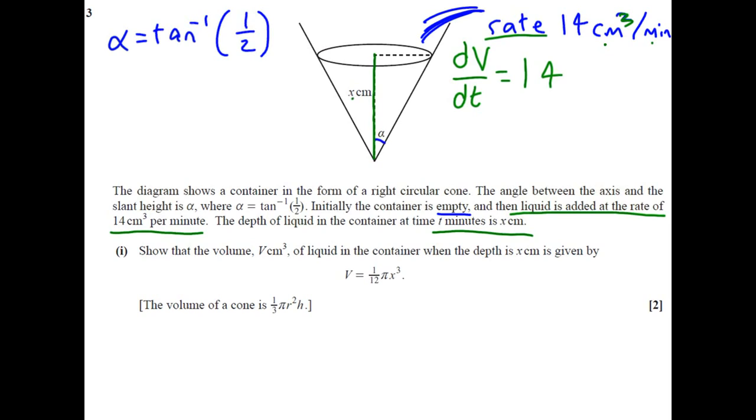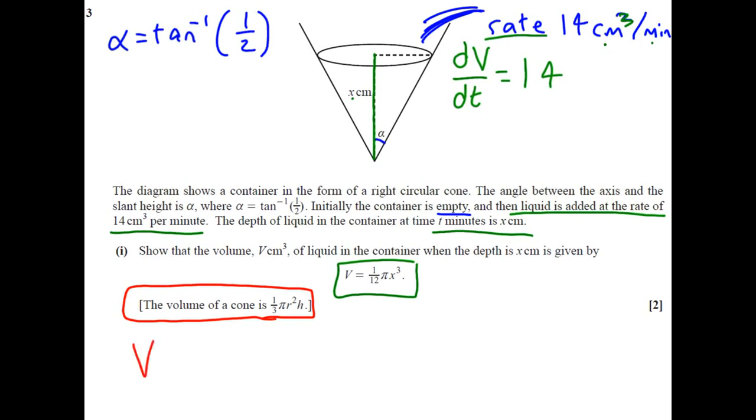Show that the volume of the liquid in the container when the depth is x is given by this. Okay, it's a rate of change question. It's quite tricky, and you really need to know about how to use rates of change, the chain rule, all that type of thing. Okay, so what we're going to do is think, well, the volume of a cone is this. It's given for you. Okay, so it's a massive clue that you're going to want to use that. A third times pi r squared times h. It's very nice of them to give this to you.